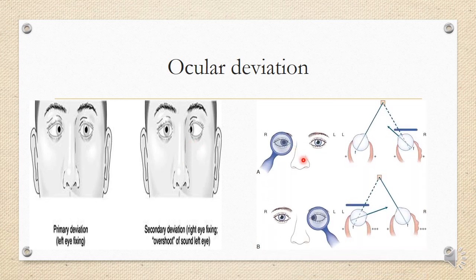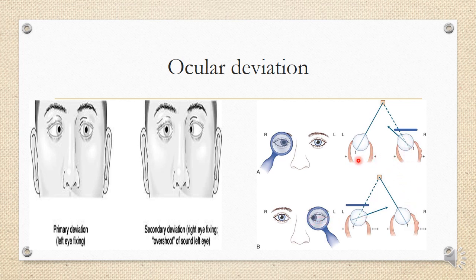So if you see, when the patient was asked to fixate with the normal eye, the amount of deviation was lesser, but the moment you ask the patient to fixate with the affected eye, the amount of deviation increases. That is because of the simple Hering's law.